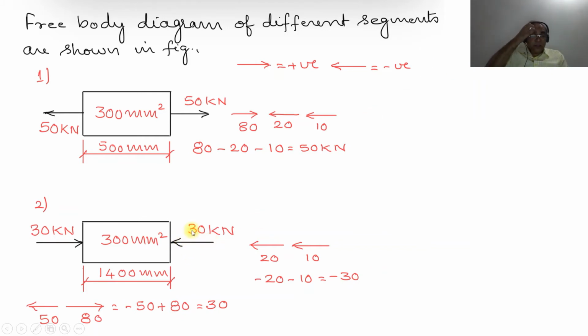Since on one end 30 kilonewton is acting towards the right side, and on the other end 30 kilonewton is acting towards the left side, both are in equilibrium condition, and also we can see that it is a compressive load. We have an area of cross section of the segment as 300 mm square and the length of the segment is 1400.